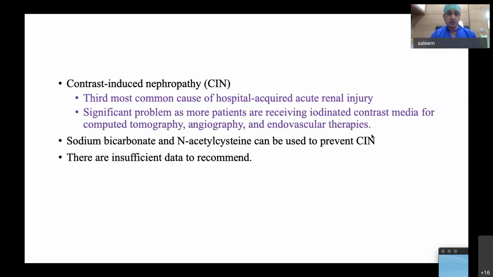Contrast-induced nephropathy is the third most common cause of hospital-acquired acute renal injury. It is a significant problem as more patients are receiving iodinated contrast media for CT scanning, angiography, and endovascular procedures. Sodium bicarbonate and N-acetylcysteine can be used to prevent contrast-induced nephropathy. However, there are insufficient data to recommend them.